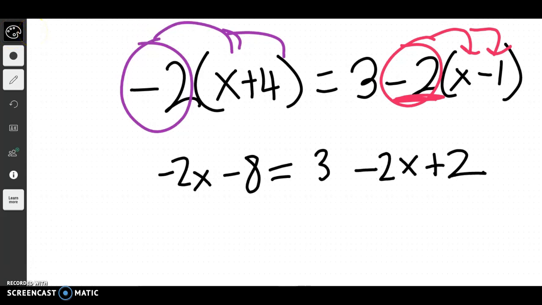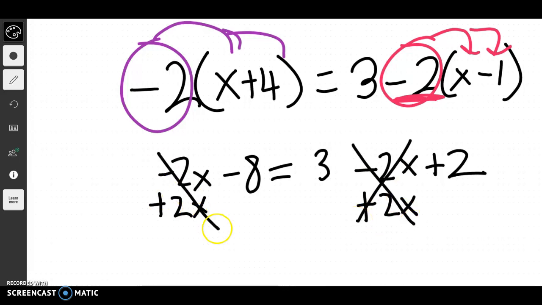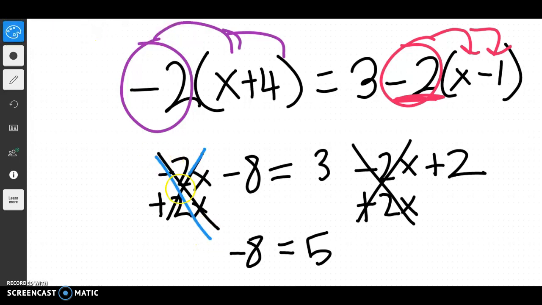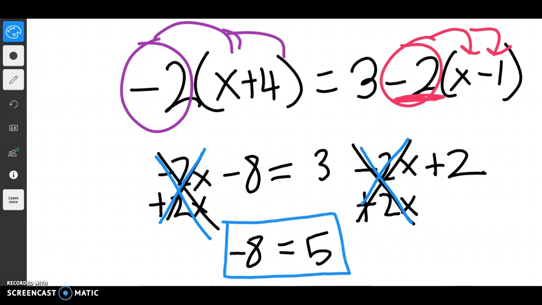From here, we will want to combine like terms. So I'm going to add 2x to each side. 2x will cancel here. 2x will cancel here. I'll get negative 8 is equal to, and we'll do 3 plus 2, which is 5. Now in this case, you'll have noticed that both x's have canceled out, and we have negative 8 is equal to 5. When you have variables on both sides, this can happen.